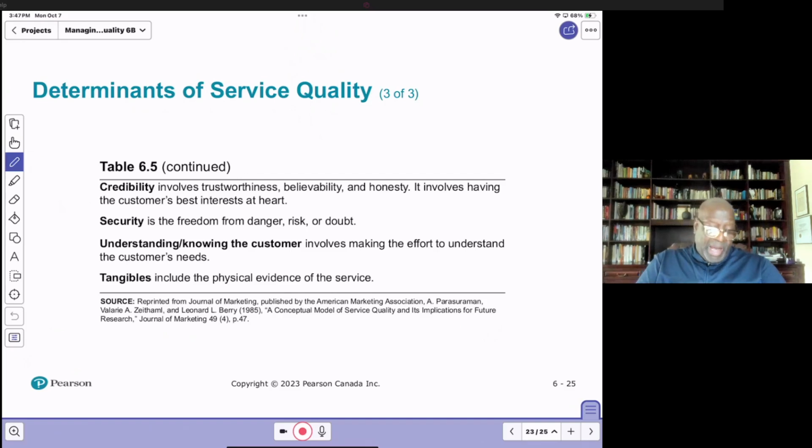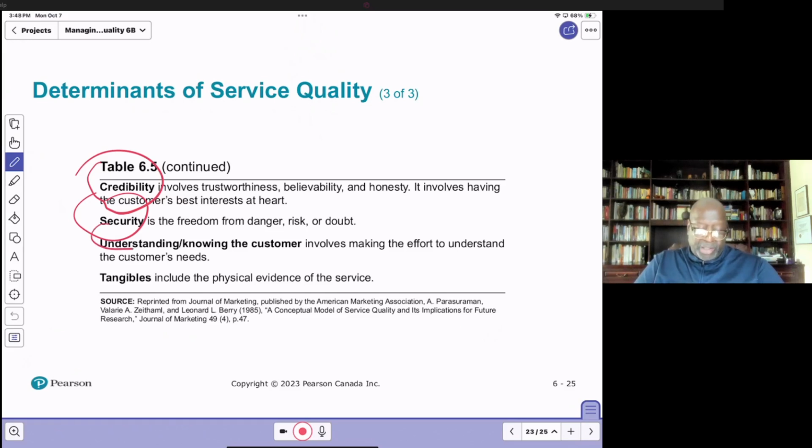Credibility. You have to have credibility in your service, that essentially that you're trustworthy and that you're believable, and that whatever you say that you're going to do, you're actually going to do it. So you have to have the customer's best interest, and your word is bond. You have to be someone of your word. So that's extremely important. Security is the freedom from danger, risk, or doubt.